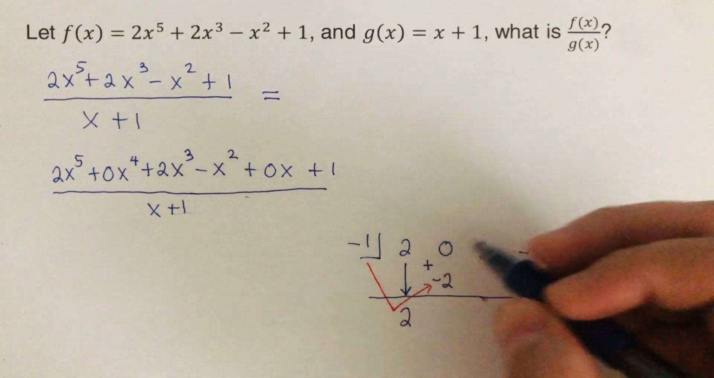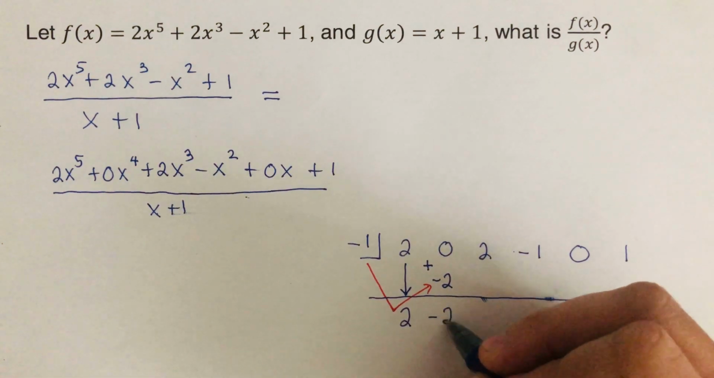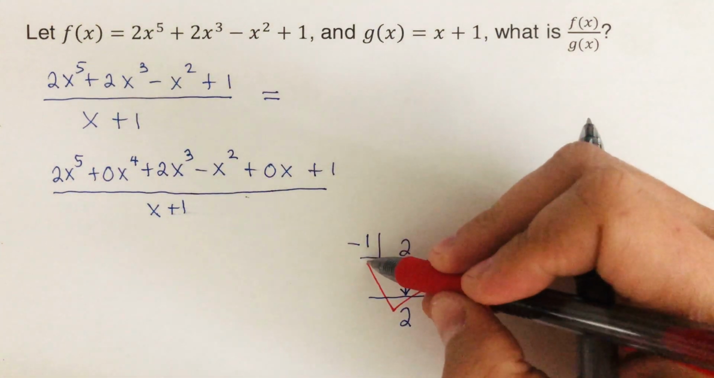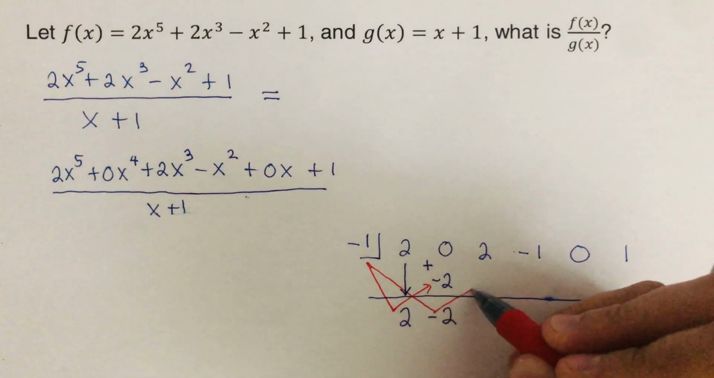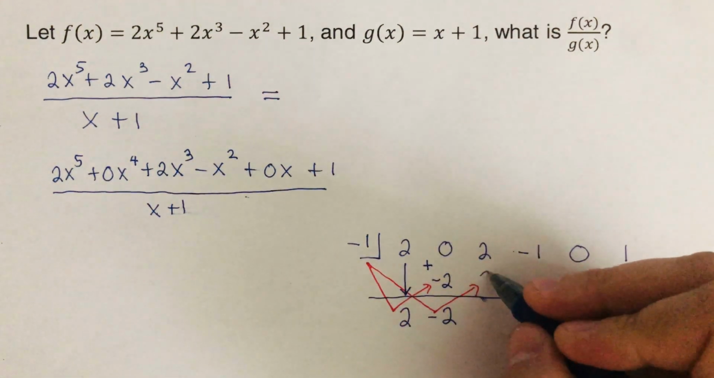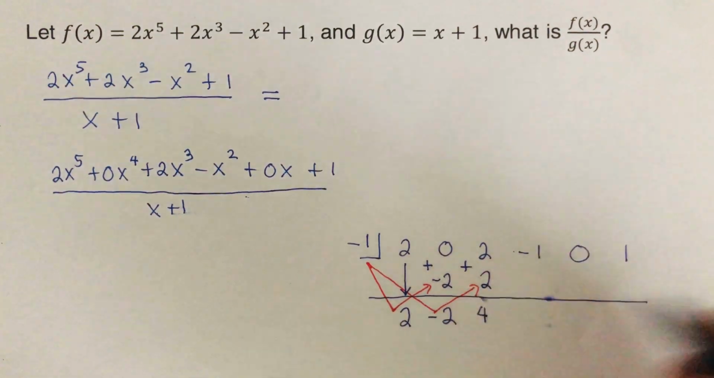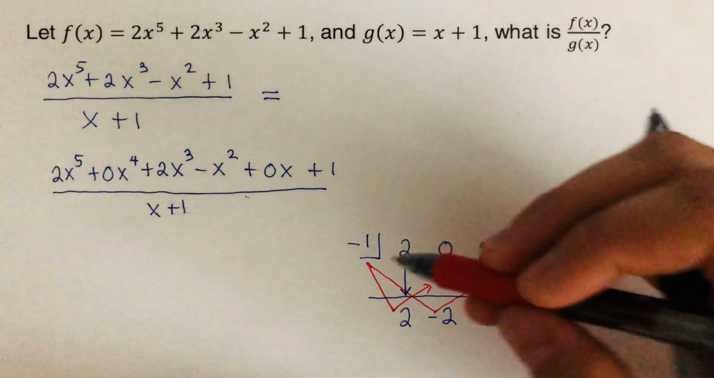And add these together, so that comes out to negative 2. And then I will repeat the process. Negative 2 times negative 1 is a positive 2. Then I put that in here, so that's a positive 2. We add this, so that's a 4. Then I will do the rest of these.